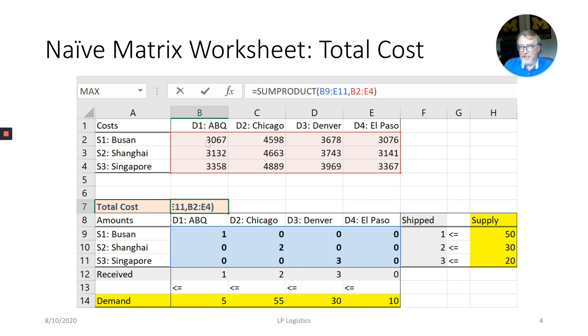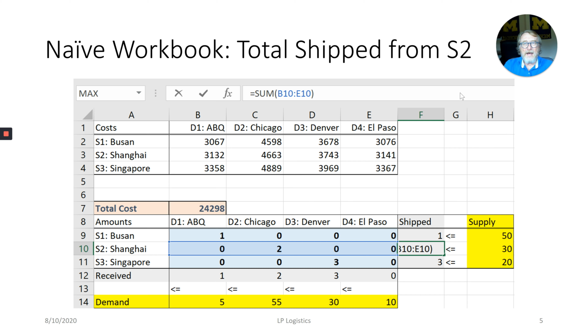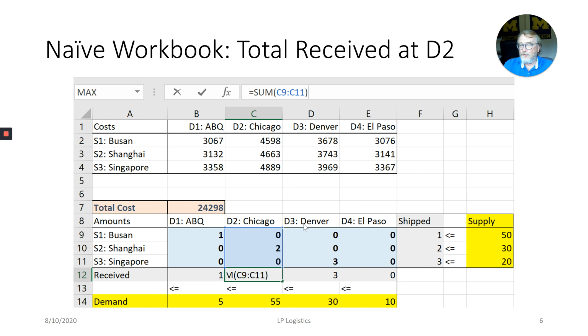So, it just takes B2 times B9 plus C2 times C9 plus, and so on, and you come up with the total cost. Next, how much do we ship from S2? S2 is Shanghai, and it's just a sum. No sum product, no dollar signs around cells or anything like that. Just the sum, and I copy and paste that for the other sources. And for the destination Chicago, how much goes into Chicago? It's just the sum down the column for Chicago, just for the decision variables.